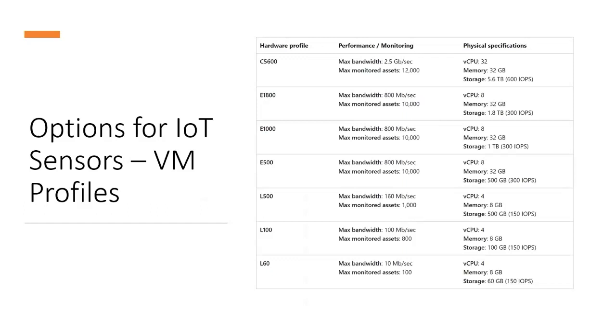Okay, so for cases where the customer would like to go the VM route and would like to avoid all hardware, that is absolutely fine too. We also accommodate that. So the selection process is the same. You look at the bandwidth and the maximum monitored assets, and that will give you the specifications for the VM provisioning.